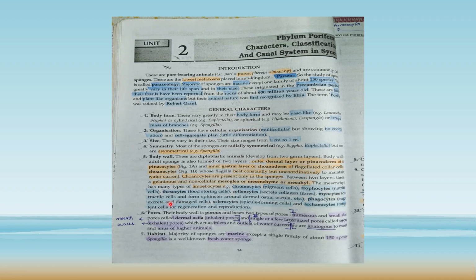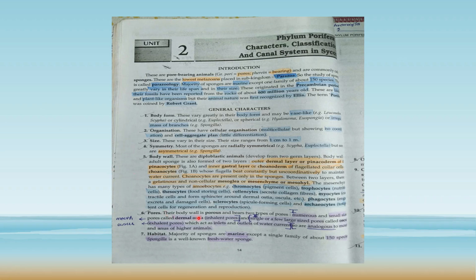What is the work of muscles? Contraction and relaxation. So they are contractile cells, and they form sphincters around the dermal ostia. Dermal means the dermal skin layer, and ostia are the entry, oscula the exit. Phagocytes engulf the excreta and damaged cells. Phagocytosis. So phago means what cells? Engulfing cells. Sclero means spicule forming cells. Spicules are thorn-like structures. Archaeocytes are totipotent cells. What are totipotent cells? They are the cells which have the capacity to regenerate and reproduce.